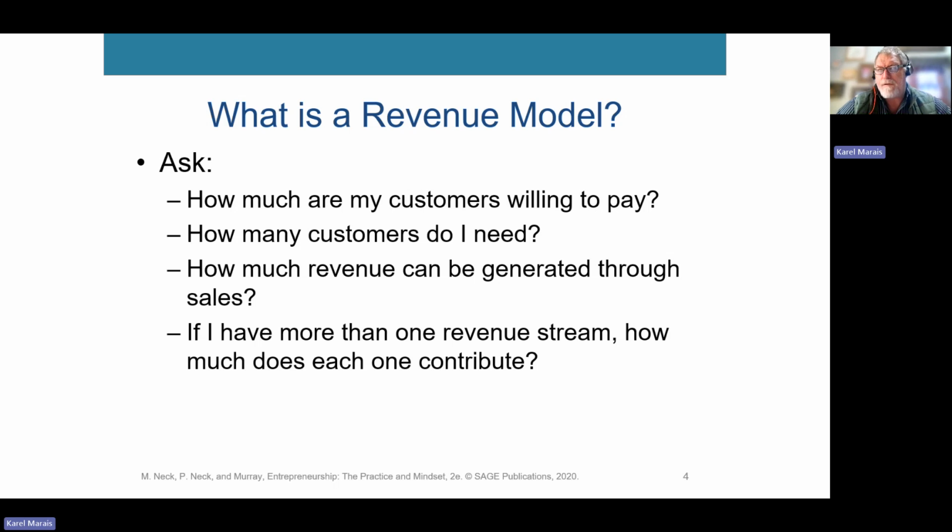How much revenue can I generate? If I take how much my customers are willing to pay me and how many customers I think I need, how much revenue can I get? How much money is going to come through the till? And then, can I have more than one revenue stream? Is it possible for me to do things to make my business make money in more than one way?